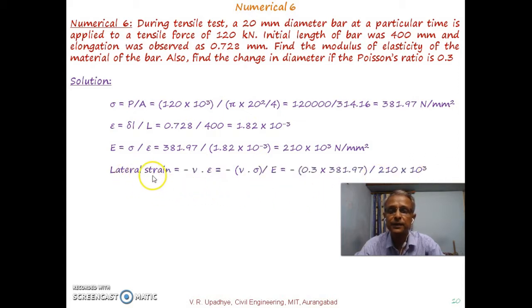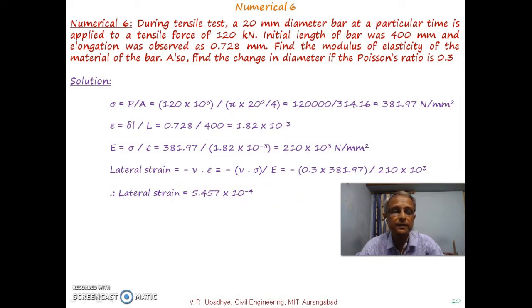Lateral strain. What we discussed in the earlier lecture was lateral strain is equal to minus mu times epsilon, or minus mu times sigma divided by E. Now sigma is calculated and capital E is calculated, and mu is given, that is 0.3 Poisson's ratio, so you can calculate lateral strain. Lateral strain is 5.457 into 10 to the power minus 4, and lateral strain is related to the change in dimension taking place in the other direction, perpendicular to the direction in which the force is applied.